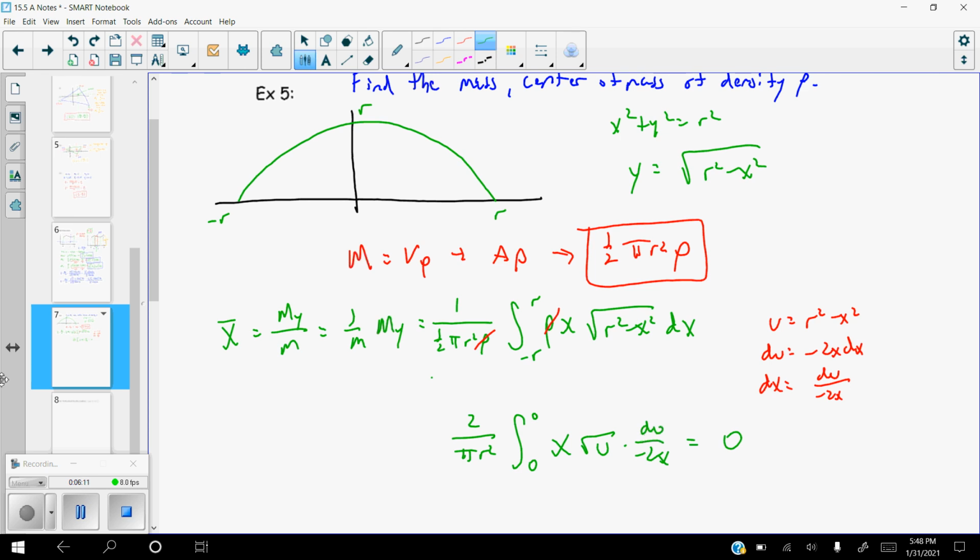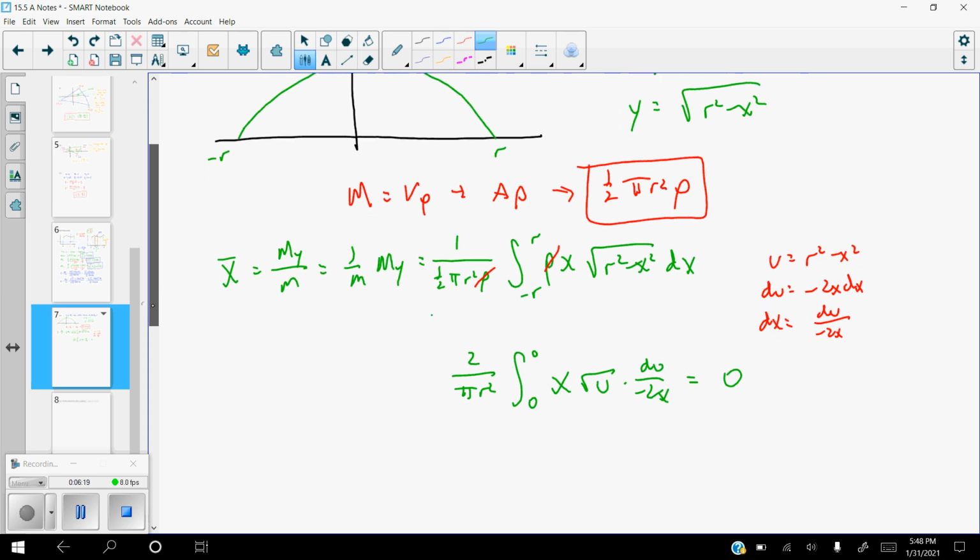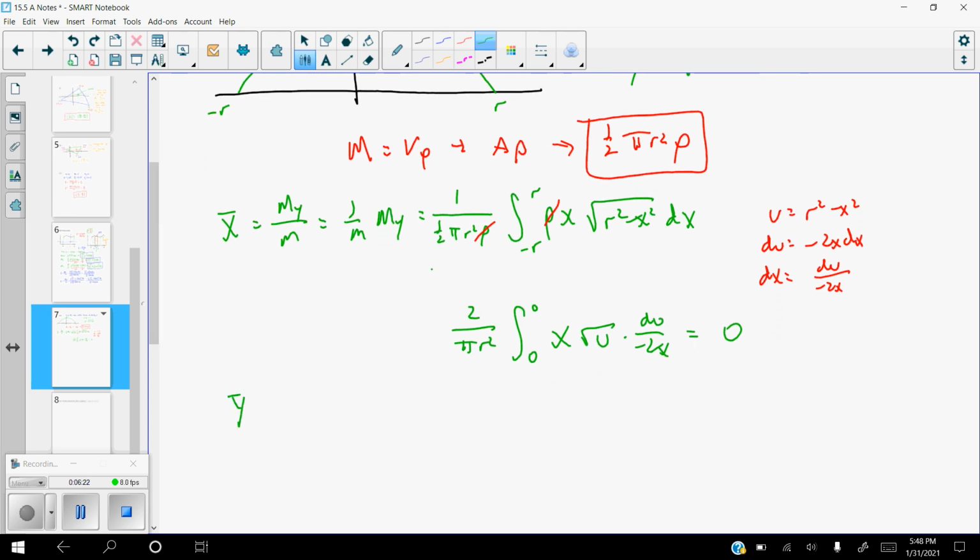All right, so now let's go ahead. We will actually have to do some work past this point, I think, for y bar to figure it out. So y bar, so this one worked out nicely. y bar is going to be the moment of x divided by the mass, which again is the same thing as 1 over the mass times the moment of x. Now the moment of x, that one's a little bit different. Oops, I shouldn't have written 1 over mass. I'm going to write that as 1 over 1/2 pi r squared rho.